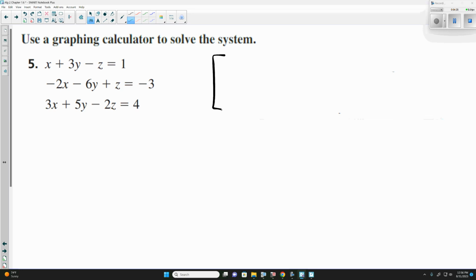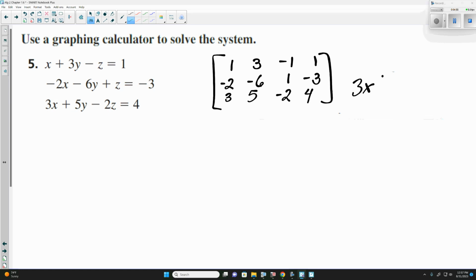Now this one here, the variables are all in the correct order, so we can go on and write the augmented matrix first. So we would have 1 for x, 3 for y, -1 for z, and 1. Our next one would be -2, -6, 1, -3, and lastly we have 3, 5, -2, 4. And this is still a 3 by 4.